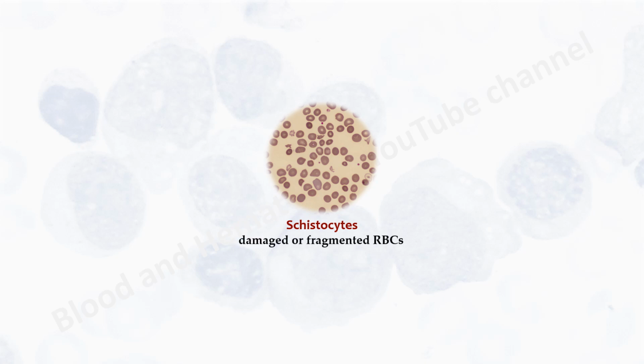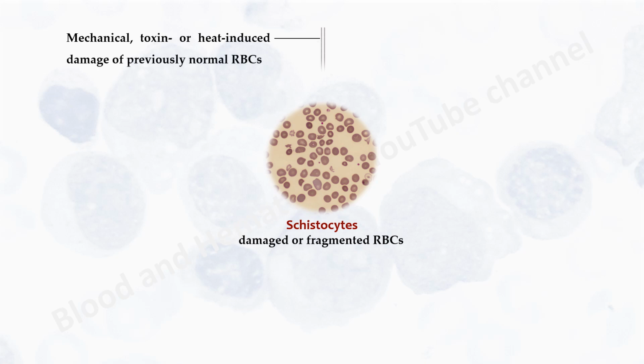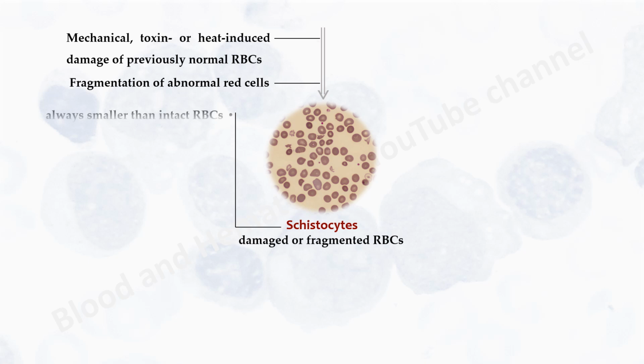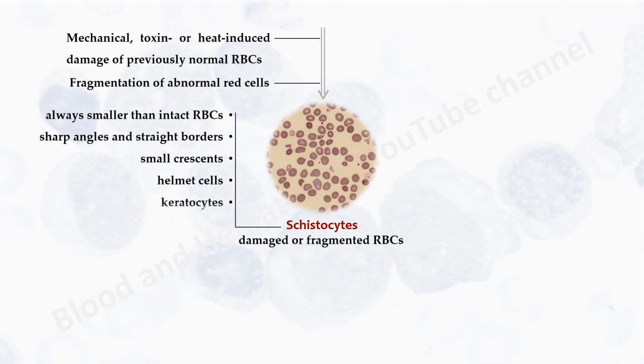Schistocytes are damaged or fragmented red blood cells, which are formed either following mechanical, toxin or heat-induced damage of previously normal erythrocytes, or by fragmentation of abnormal red cells. Schistocytes are always smaller than intact red cells and can have the shape of fragments with sharp angles and straight borders, small crescents, helmet cells, keratocytes and microspherocytes.